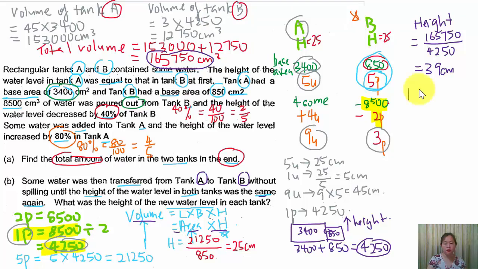Let's recap what we have learned for this question. We learned about base area times height, which is at here. We also learned about the height of cuboid and how it affects the tank volume. We also learned about equal.